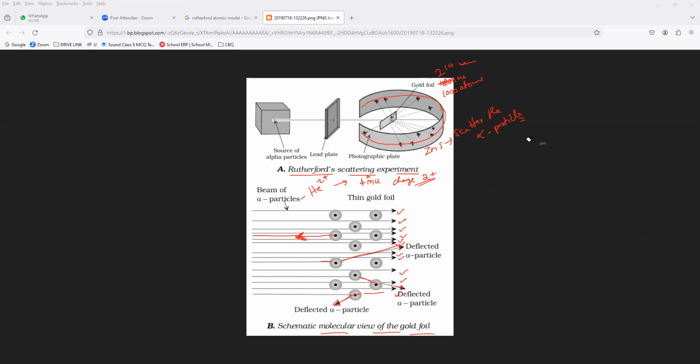Now, repeating, everyone: the conclusions derived by Rutherford. I will say you have to remember, and you are making that conclusion or not, you tell me. See, instead of learning, learn from the observation. That is the way of learning style. Otherwise, it is impossible to score good marks in the 10th and 12th, whatever it is.